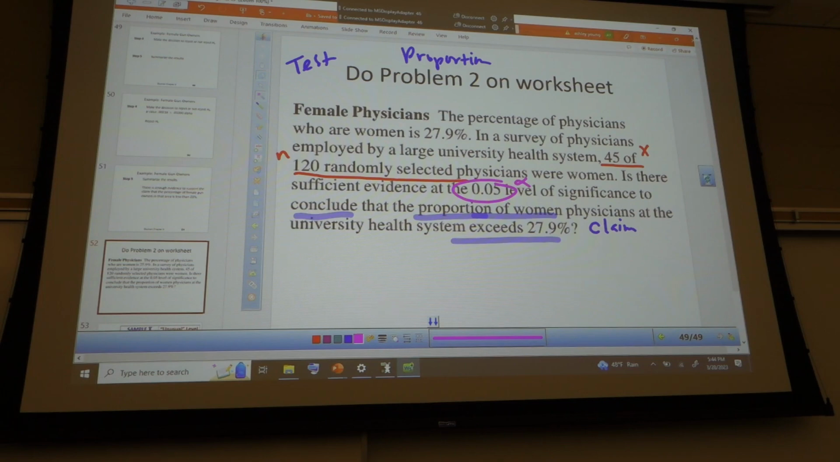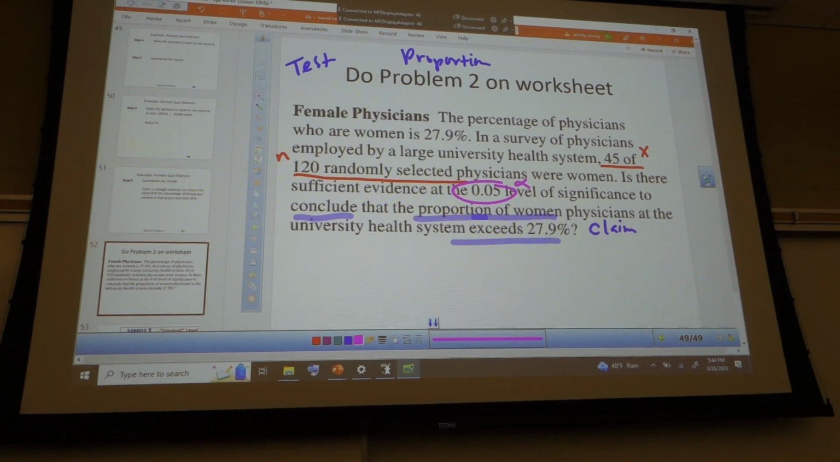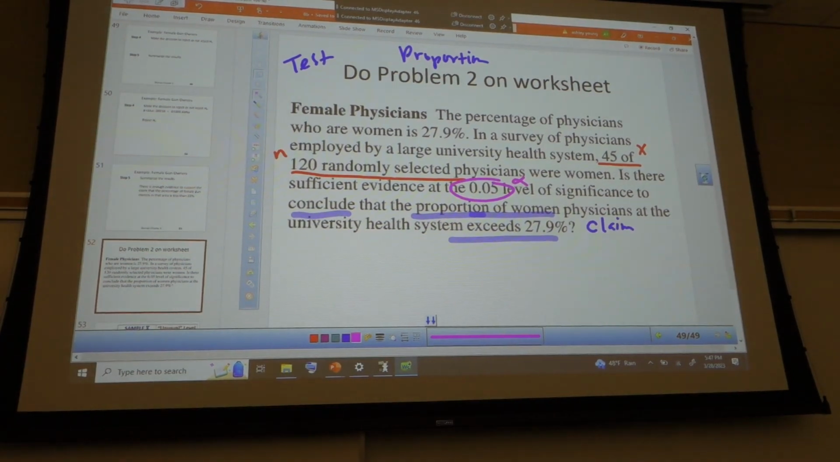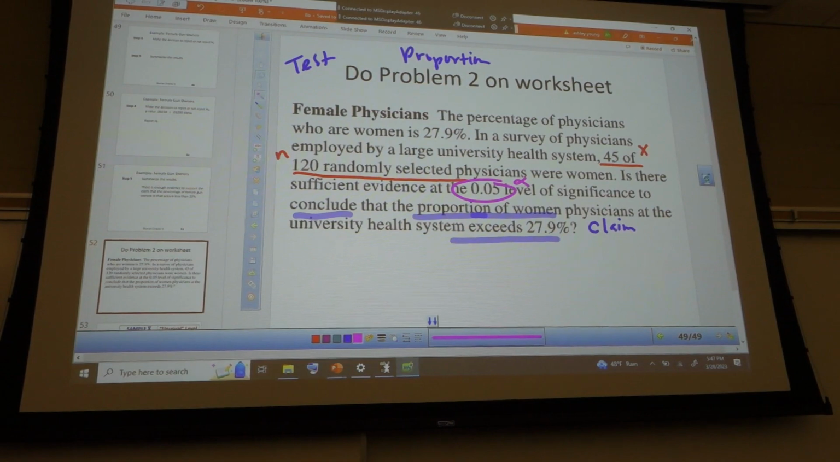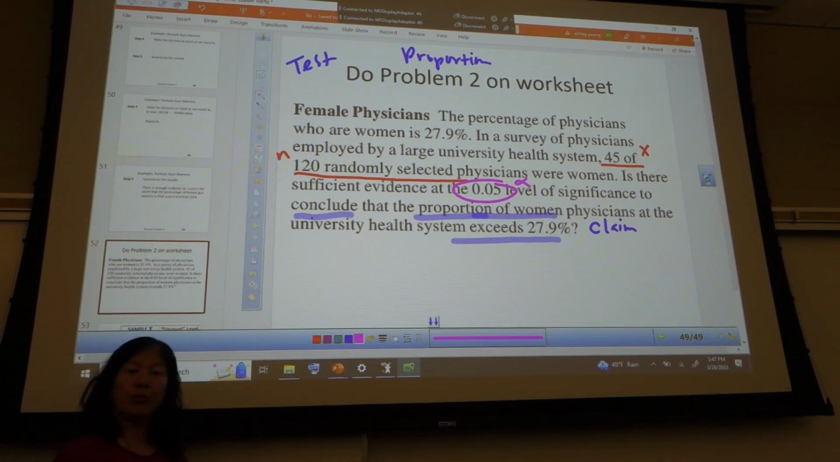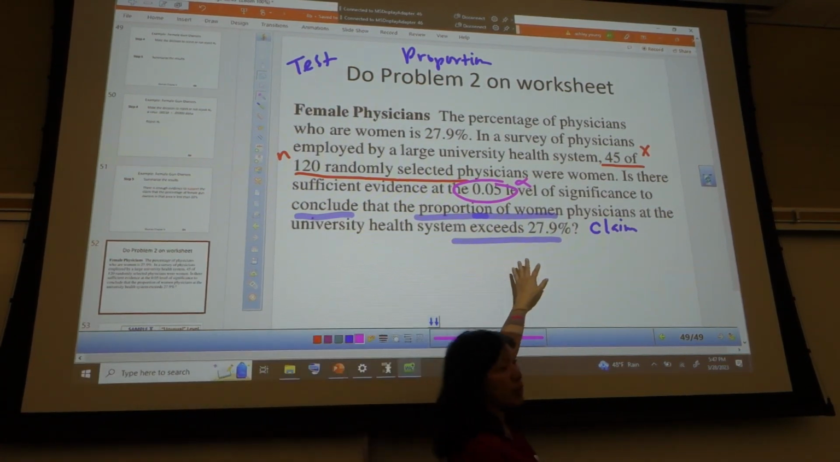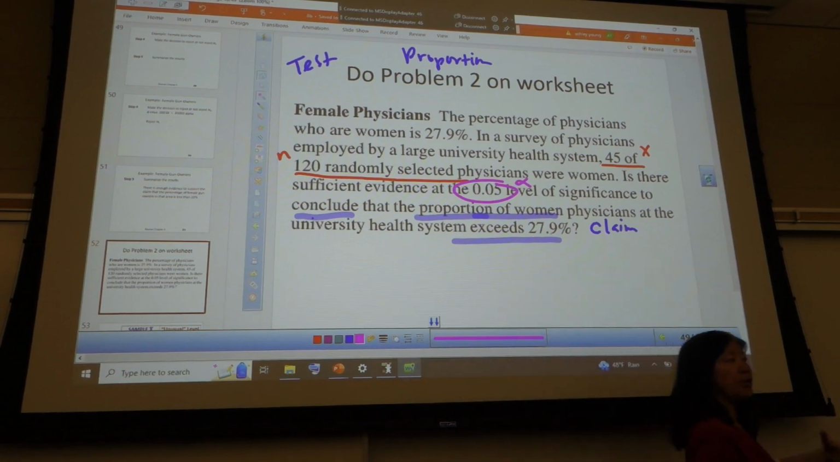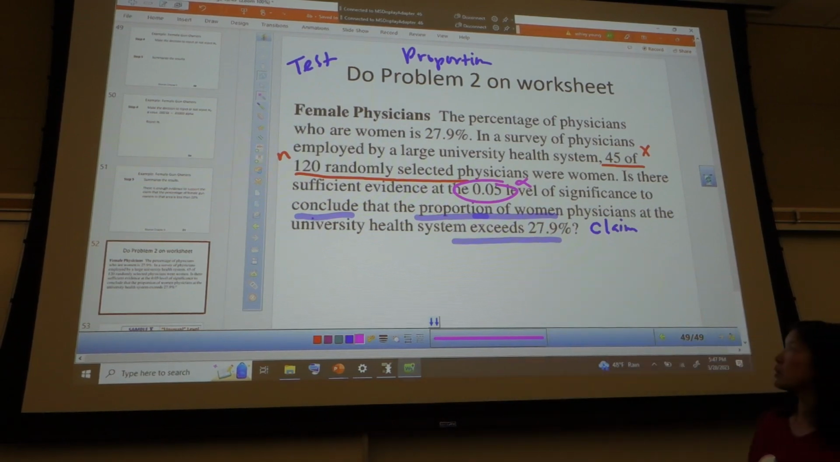Okay, do you want the steps back up there, or do you all have the steps on the previous page? Okay, here's another reminder. Remember that your P naught or your mu naught is whatever is in your claim. The number in your claim is always going to be your P naught or your mu naught.